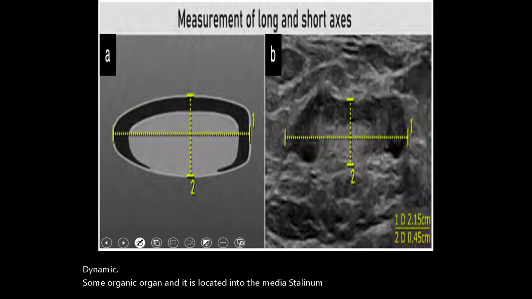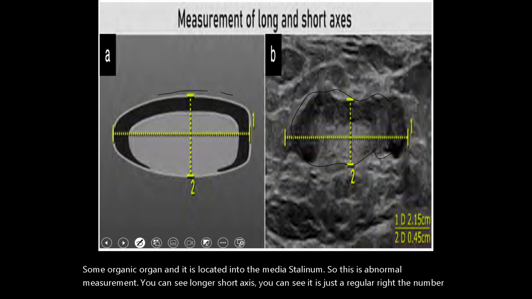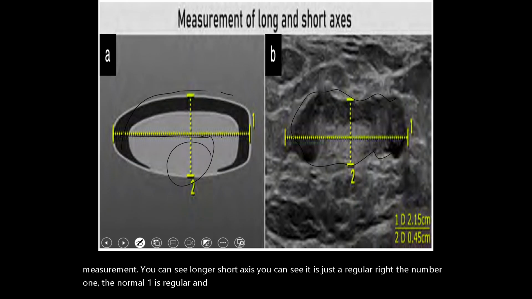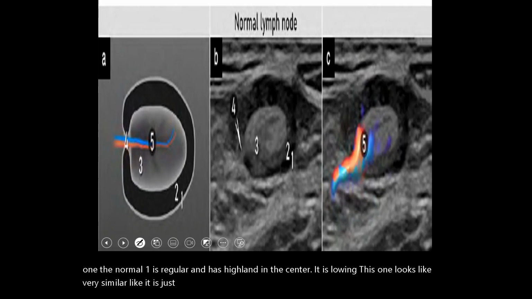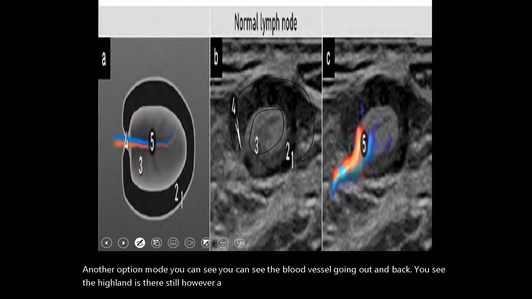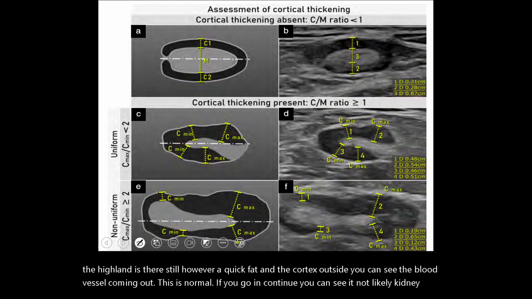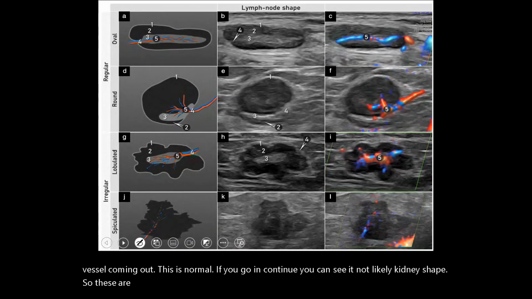So this is an abnormal measurement. You can see long and short axis. You can see it is just irregular, right? The abnormal one. The normal one is regular and has a hilum in the center. It is long. This one looks very similar, just rounded. In a normal lymph node, you can see the blood vessel going out and back. The hilum is still there with hyperechoic fat, and the cortex outside. If you go longitudinal, it looks like a kidney shape. So these are normal ones.